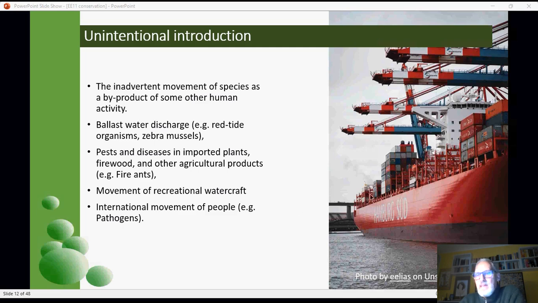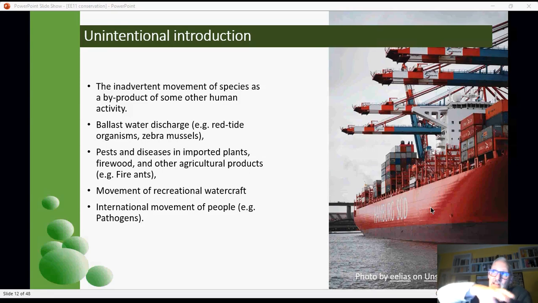Unintentional is obviously people didn't mean to do it, and it was possibly even difficult to avoid. So, for example, the classic example here is ballast water discharge. What you have is large ships carrying lots of goods around the world in different places. In order to balance the loads in the ships, they take on water in the ballast tanks in one place.